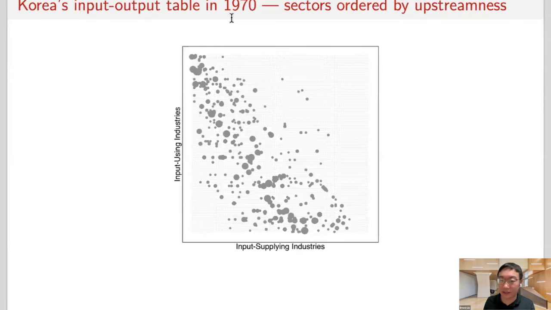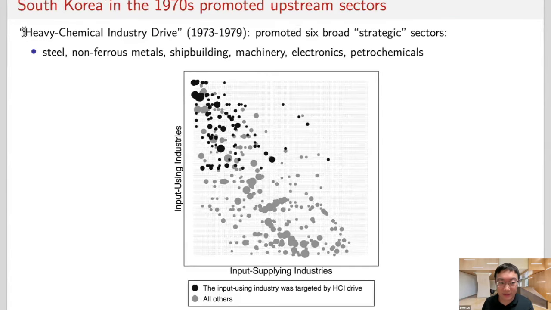So why do we look at South Korea in the 1970s? Well, it turns out between 1973 and 1979, that's when South Korea actually implemented this large-scale industrial policy episode called the heavy chemical industry drive, where they dumped resources onto 6 broad strategic sectors, and a lot of these are large-scale interventions. You can think of that as a big push intervention, and many of the subsequent conglomerates were formed as an outcome of intervention during this period. So South Korea essentially subsidized steel, non-ferrous metal, shipbuilding, machinery, electronics, petrochemicals. It's called the heavy chemical industry drive because of the industries targeted.